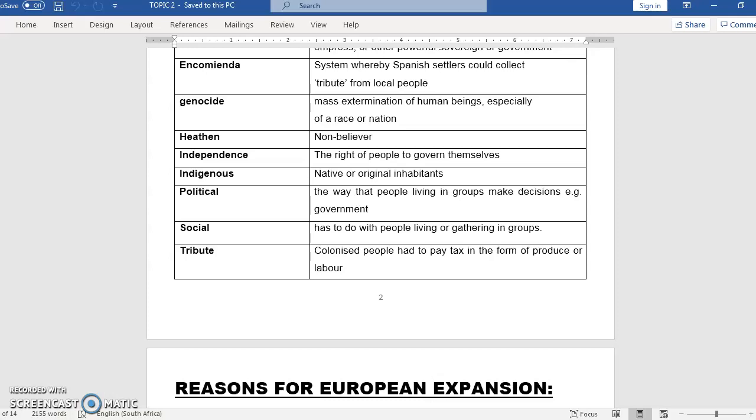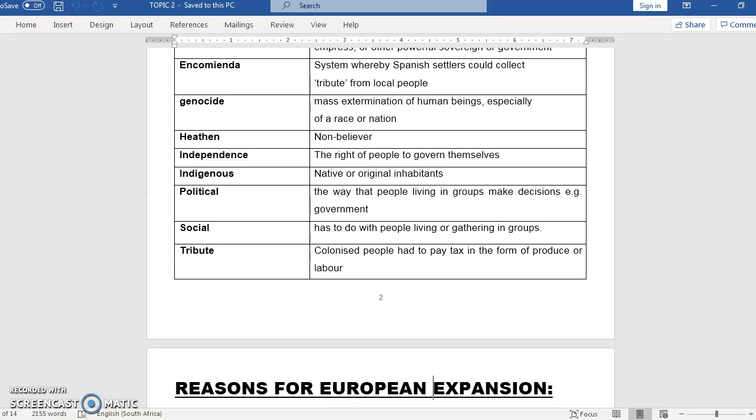Indigenous, this is a very important word. Please highlight it when you write it down. Indigenous means native or original inhabitants. That's going to come up a lot. If you see the word native or original inhabitants, then you know that person is an indigenous person. They are born in that place. They didn't come from anywhere else, and therefore they are indigenous.